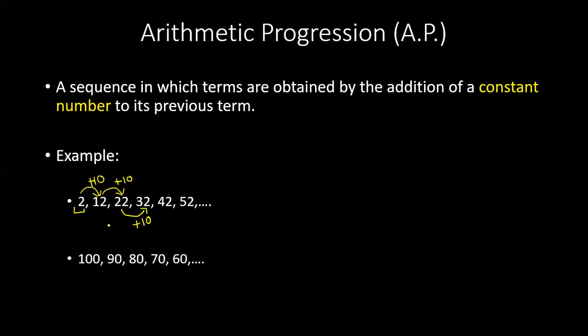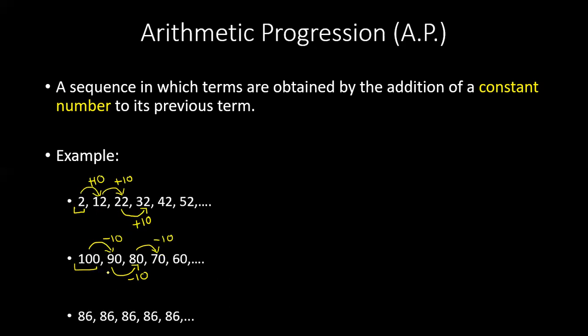Let us look at a second example. Is this an AP? Yes. Why? The reason is my first term is 100. To get a second term, I have added a constant number which is minus 10. To get a third term, I have added a constant number which is again minus 10. Similarly, to get a fourth term, again I will add minus 10 and so on.